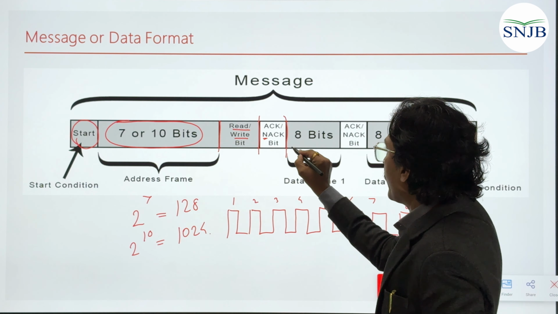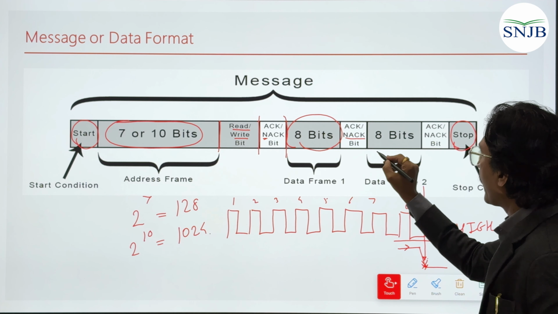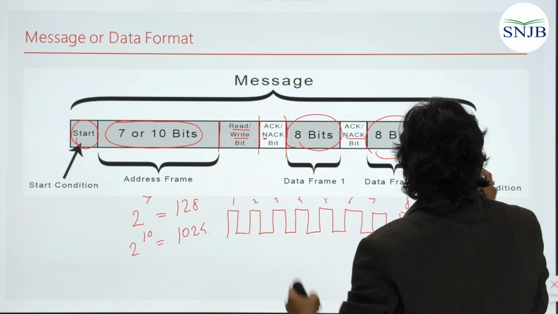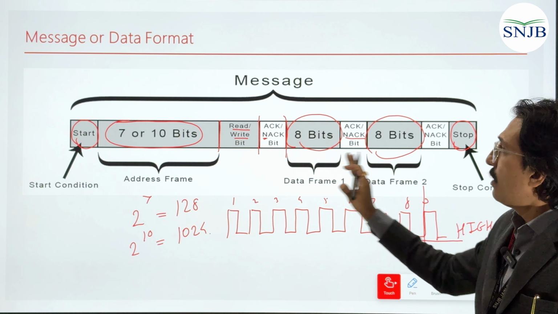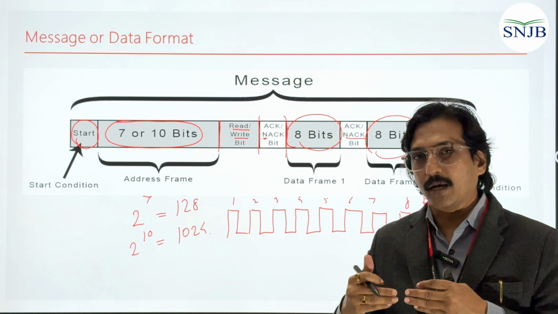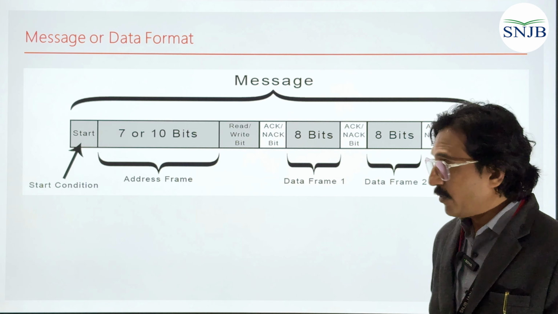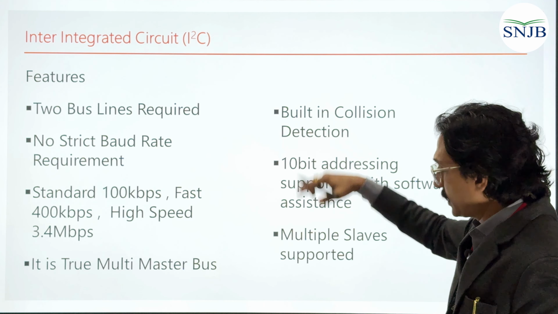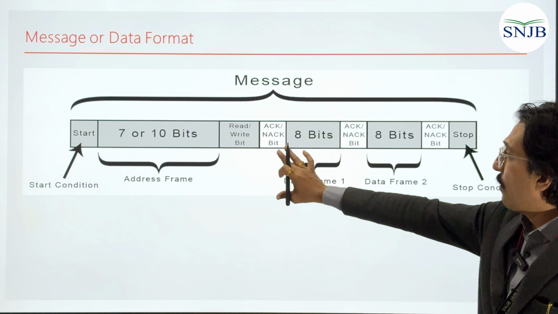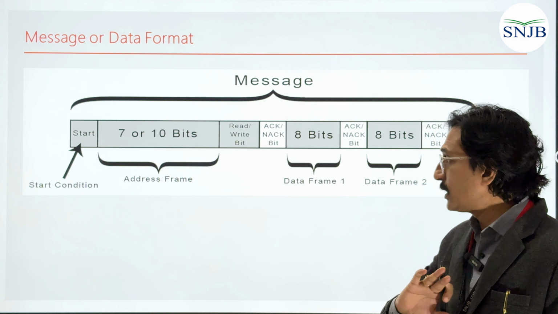This is a data frame of 8 bits. Again, acknowledgement or no acknowledgement. Again, data bits, acknowledgement or no acknowledgement. So this is common, and the stop bit is there. This is all about the message or data format which is used by the I2C bus master. So this is the only coverage as far as I2C is concerned. We have to know its features, these two configurations, and the message format of the frame which is utilized by the bus masters.